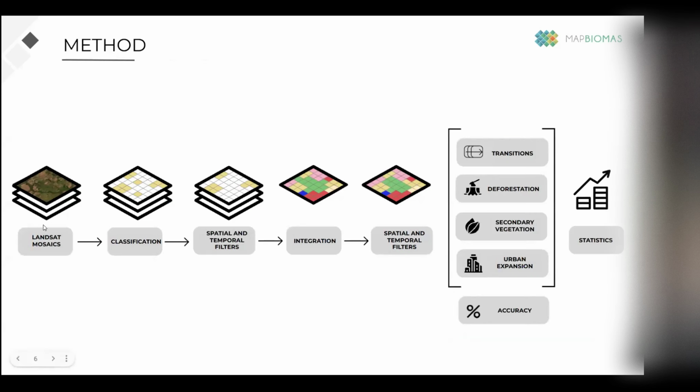So basically what we do is build an image for the entire Brazilian territory every year. And then we train the computers to classify it. We give them some samples: this is urban, this is water, this is mining sites. And the computer learns and produces for us one map for every year. And then we integrate all these maps together, and we can see the changes, what we call the transitions.